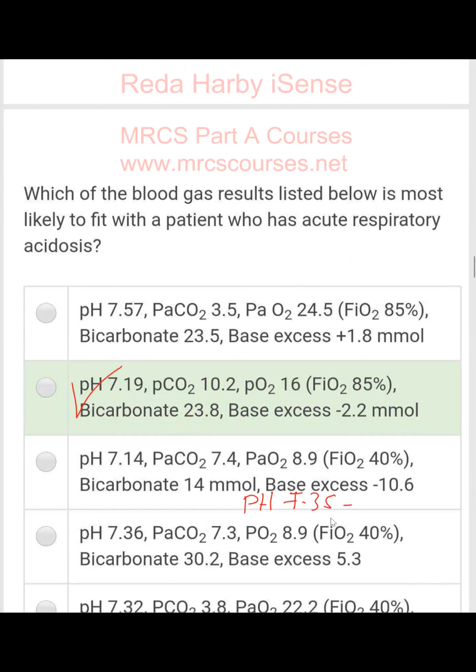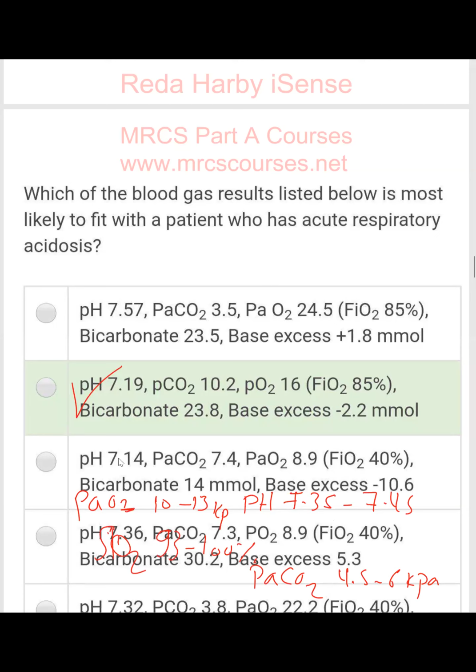So pH is 7.35 to 7.45. Again, PaCO2 will be given, 4.5 to 6 kilopascal. PaO2 will be given, 10 to 14 or 11 to 13, whatever, kilopascal. Saturation of oxygen will be from 93 to 100 percent.